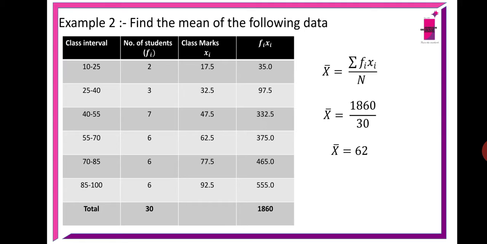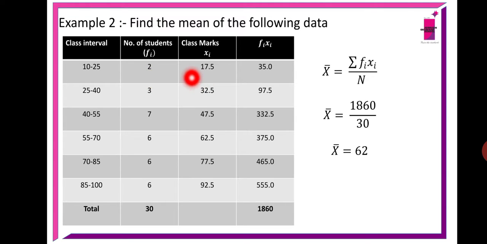One more example you can see. Find the mean of the following data. Here the class interval is 10 to 25. The class mark will be the average of 10 and 25, that is 10 plus 25 by 2, 35 by 2, that is 17.5. 25 to 40, so 25 plus 40 by 2, 32.5, 47.5, 62.5. These are the class marks, that is nothing but the mid values of the class intervals.